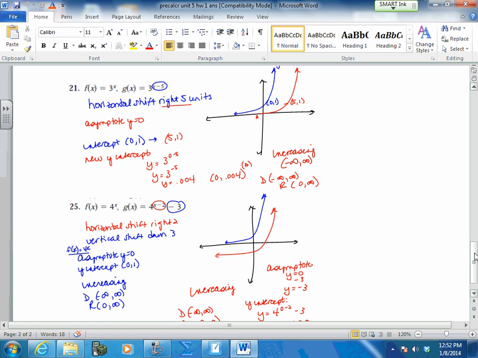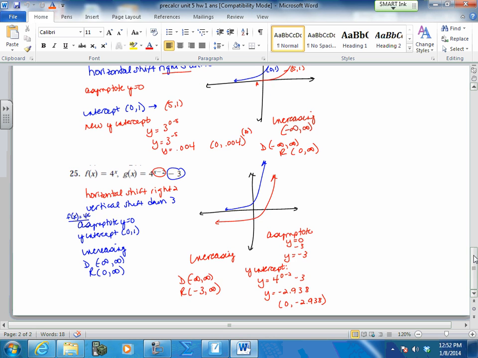The bottom one, if you notice, it goes like order of operations. If you put a value in for x, it's going to force it to do this piece first. So it's going to shift it to the right first, then it's going to shift it down 3. And if you find your new y-intercept, that's what I was kind of looking for. You describe these, look at your domains, look at your ranges, look at your asymptote, right? Pretty basic on the graph.